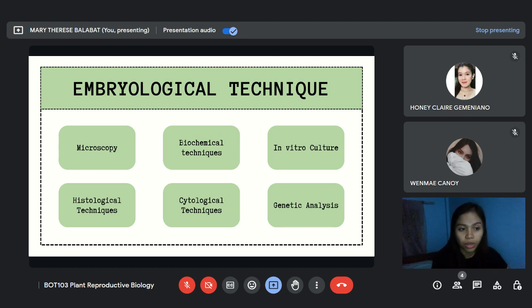The fifth one, in vitro culture techniques. For embryo culture, it allows the manipulation of the embryo's environment to study its developmental response to various stimuli. Then lastly, the genetic analysis. We have here gene knockout and overexpression, which manipulates gene expression to study the function of specific genes in development, revealing their roles and potential applications.